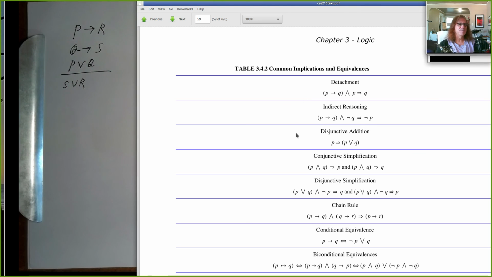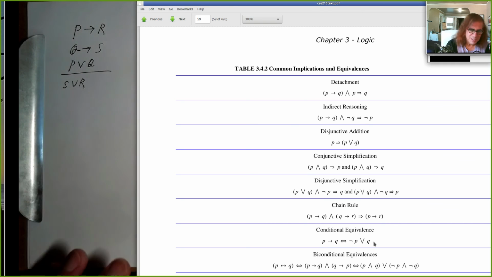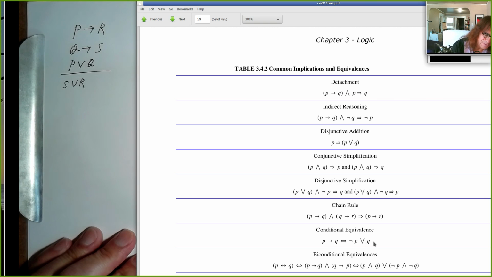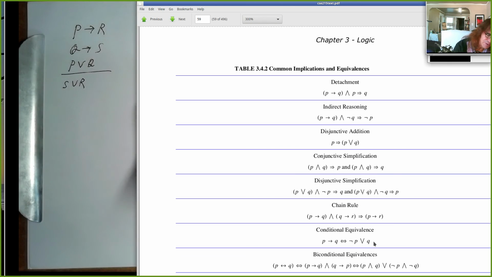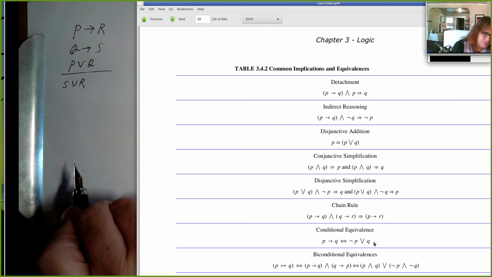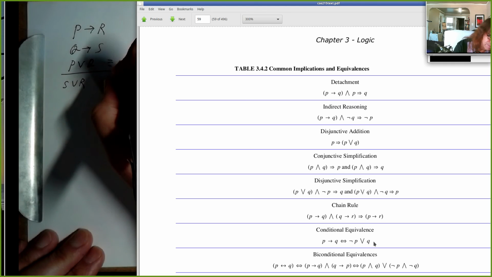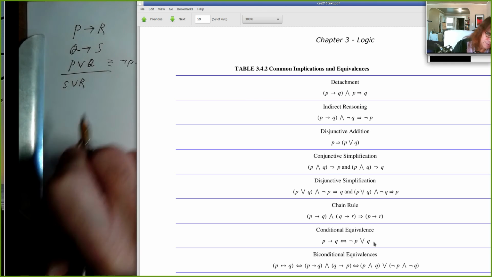Now we need to think about this a little bit. If P, then Q is the same as not P or Q. So if this thing, then that thing would be equivalent to the negation of this thing, or Q, which is just P or Q. And so this is a common form of conditional equivalence that we'll use. So this thing is equivalent to if not P, then Q.